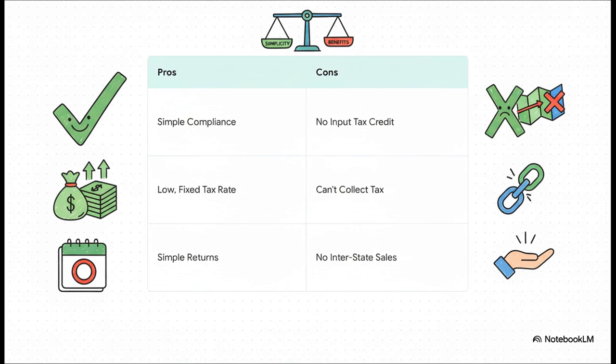It's really all about a trade-off. The pros are fantastic: compliance is way simpler, you pay a low fixed tax rate on your turnover, and payments are just quarterly. But the cons? They're pretty significant. You can't claim any input tax credit on your purchases, you can't collect tax from your customers, and you're not allowed to sell goods outside your state. So it's a choice. Do you want simplicity, or do you want the full benefits of the standard GST system?